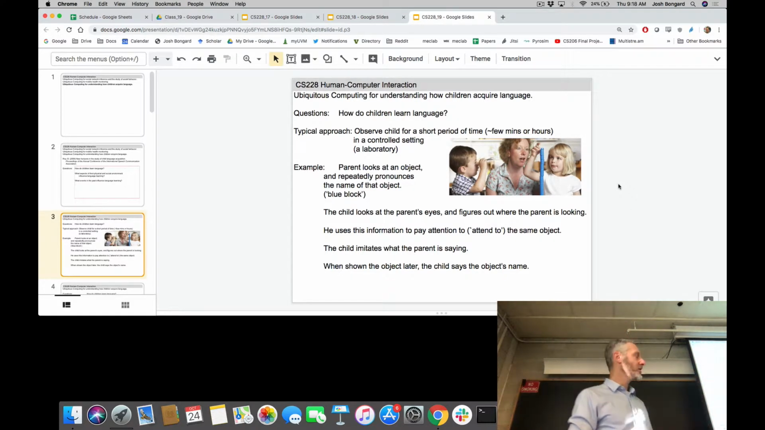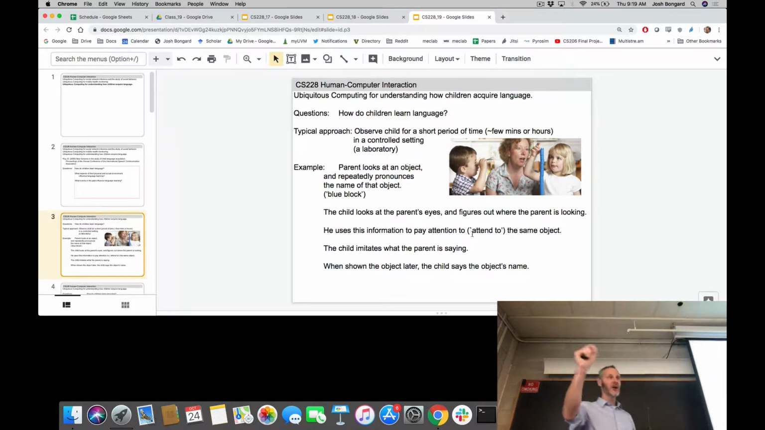And the investigators observe that the child looks at the parent's eyes and infers that the parent is looking at something else, follows the gaze of the parent to the blue block. And so now both parent and child are jointly attending to the same object. This is a phenomenon known as joint attention. We do this all the time. Most of you, when I did this, you looked over at the slides, because although I'm not looking at the slide, I'm giving a signal that I want you to attend to this object.